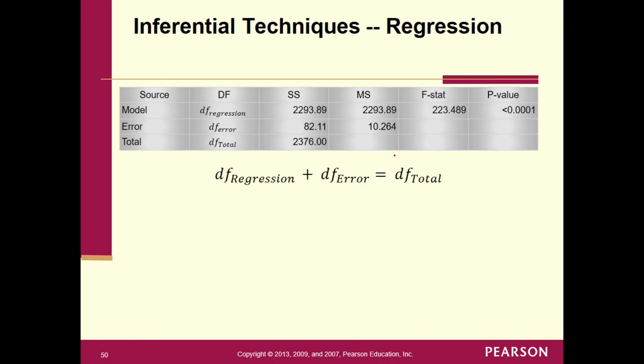All right. So this guy here would be the degrees of freedom for what we call regression, and this is the degrees of freedom for error. And if you add these two up, you get degrees of freedom in total. If you take a look at this one, the sum of squares of regression plus the sum of squares for error will equal the sum of squares of total.